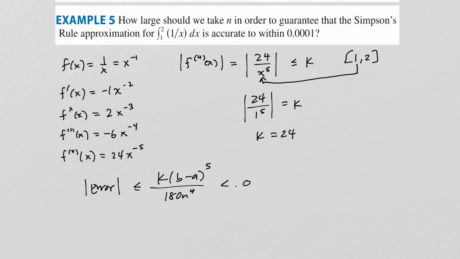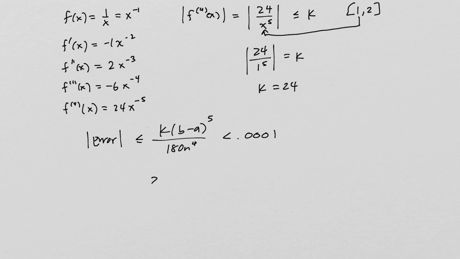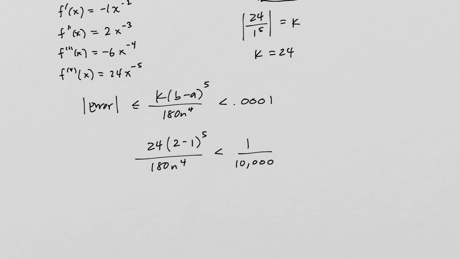We need this to be less than 0.0001. And now we're just going to substitute k is 24, b is 2, a is 1, and 0.0001 is 1 over 10,000. And now I'll just do the math here. 2 minus 1 is 1 to the 5th power is 1. 24 divided by 180 n to the 4th. You can simplify that. This is going to be 2 over 15 n to the 4th, less than 1 over 10,000.